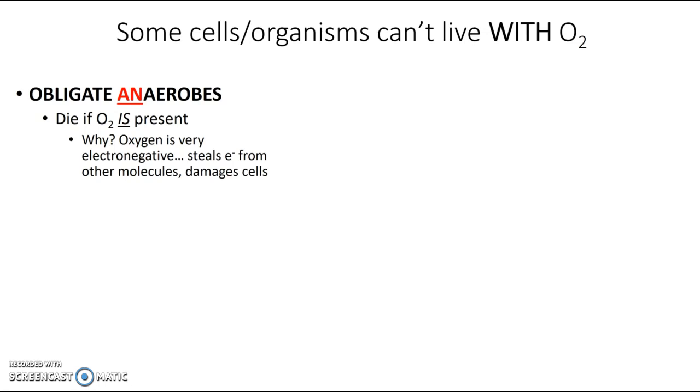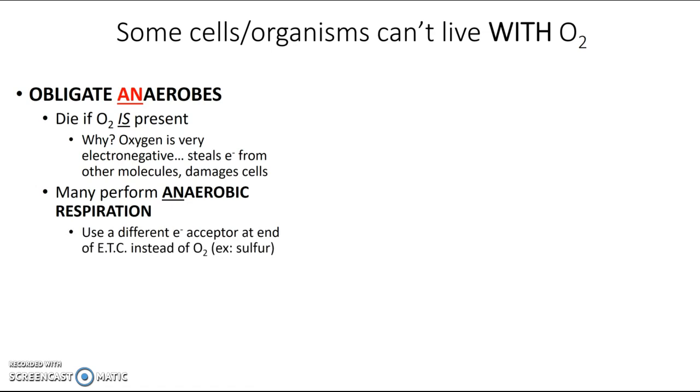It's toxic for them, so they need a different way to make ATP, and a lot of them can perform a process known as anaerobic respiration. So they'll still carry out all the same phases, glycolysis, the Krebs cycle, and the electron transport chain, but instead of having oxygen at the end of the electron transport chain, they'll have a different electron acceptor. For example, it might be sulfur or nitrate or sulfate, depending on the exact species.